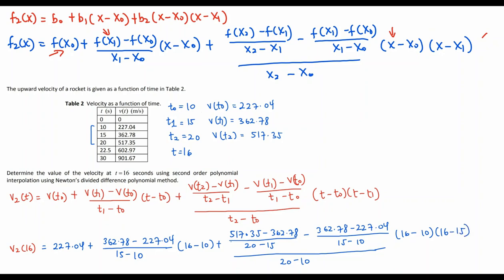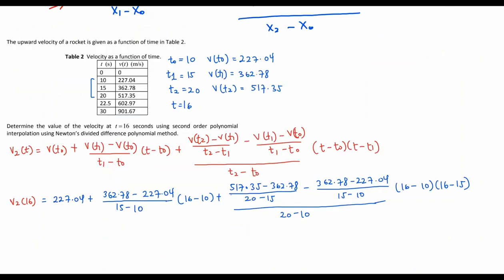So let's simplify this and see what you are going to get. If we simplify this, you are going to get v2 of 16 equal to 392.19 meters per second. So this will be the value for the velocity at time t equals 16 seconds.